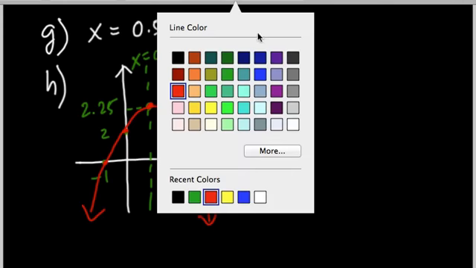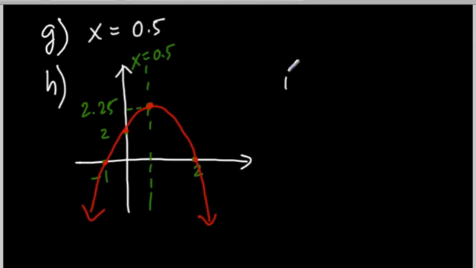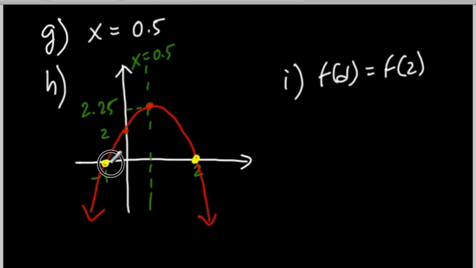Now let's move on to I. So I basically says find the point where f of d is equal to f of 2. Now f of 2, if you observe, is right here, because that's the x and the output is 0. So we need to find the corresponding point, which, if you observe, really should be the other x-intercept right there. But let's prove that.